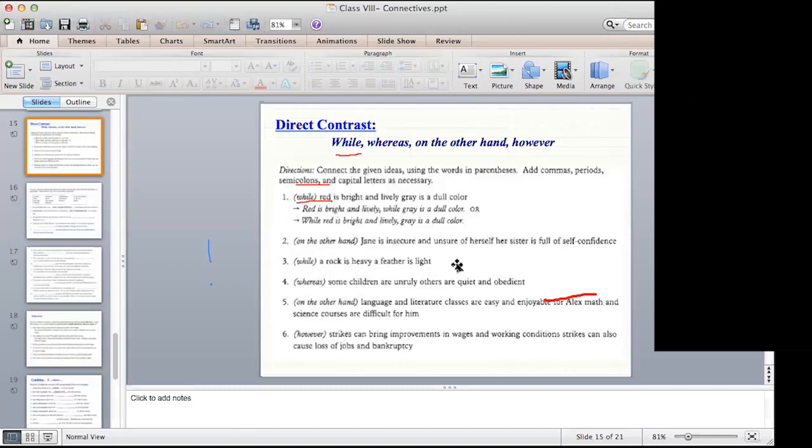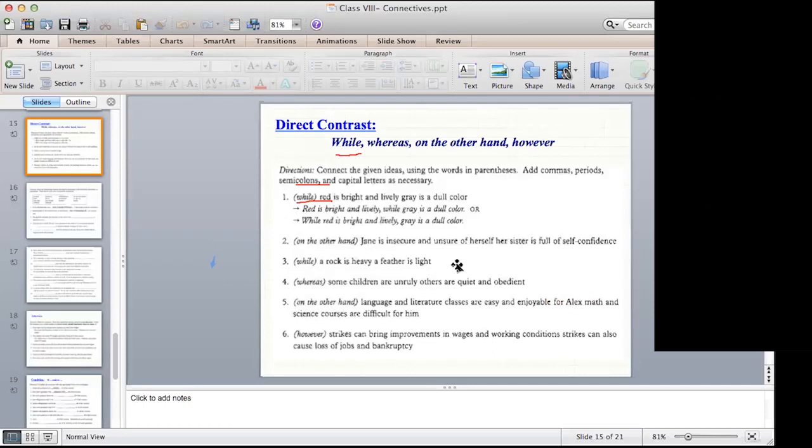So we might say here, Jane is insecure and unsure of herself, full stop or semicolon. On the other hand, comma, her sister is full of self-confidence. So Jane is insecure and unsure of herself, semicolon, sorry, on the other hand, comma, her sister is full of self-confidence.